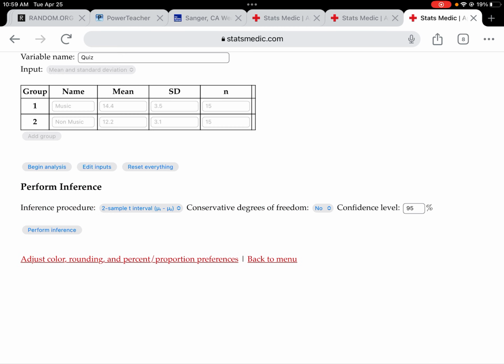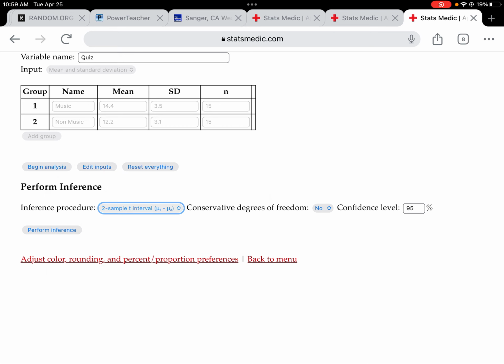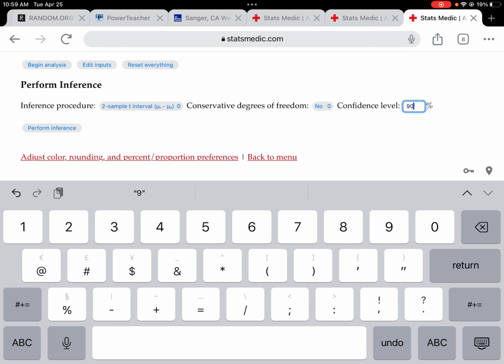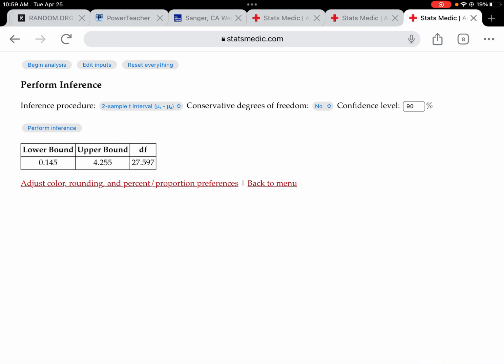Begin analysis. With raw data, you would have a chart that would pop up. Since we don't have raw data, we don't have that, so we're going to go down to form inference. There you can see we have 2 sample t-interval and 2 sample t-test. We wanted the interval this time. Degrees of freedom, leave that as no, that doesn't matter. Change our confidence to 90, and we perform our inference. We get our lower and upper bound there.